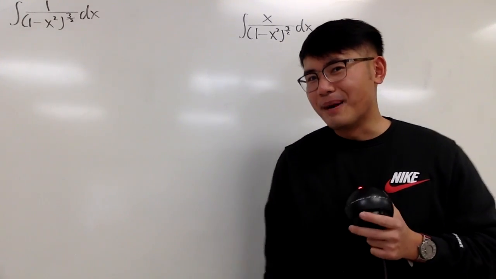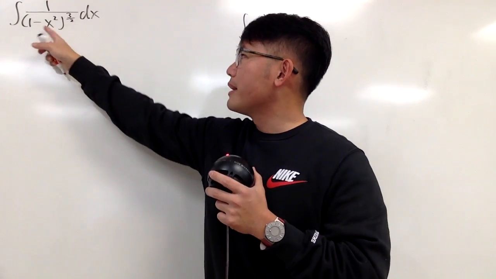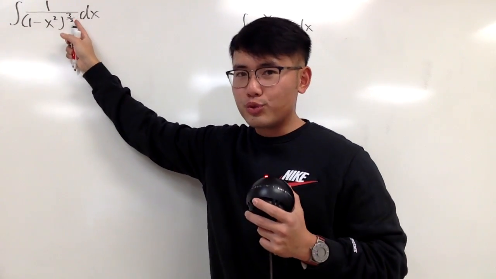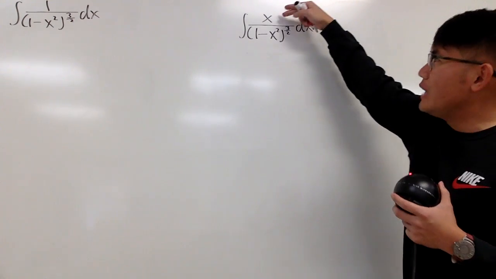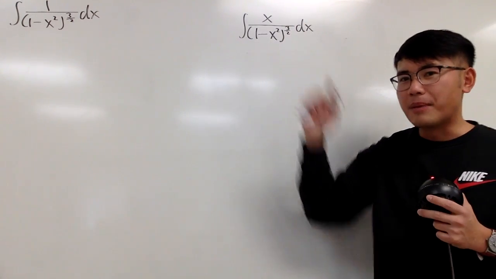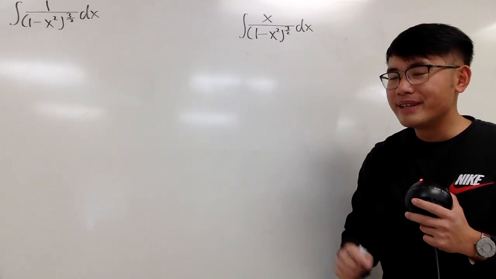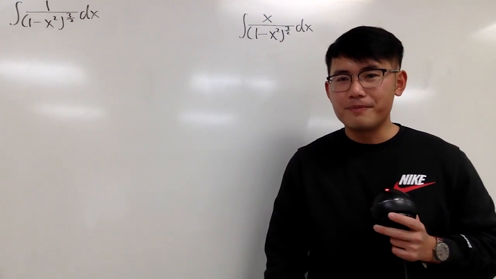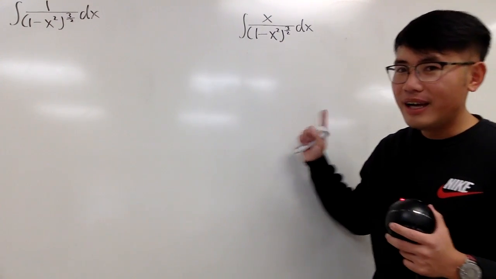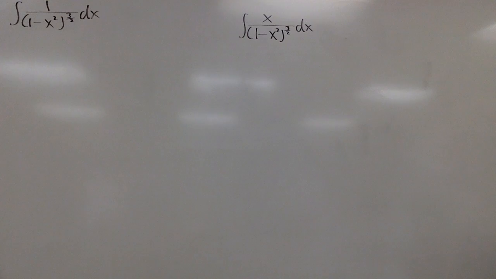Okay, I have two integrals on the spot. The first one is the integral of 1 over (1 minus x squared) in the parentheses, raised to a 3/2 power. And for the second one, we have this x on the top and then the same denominator as the one over there. Which one do you guys think is easier? Well, of course, pause the video and do the easier one first.